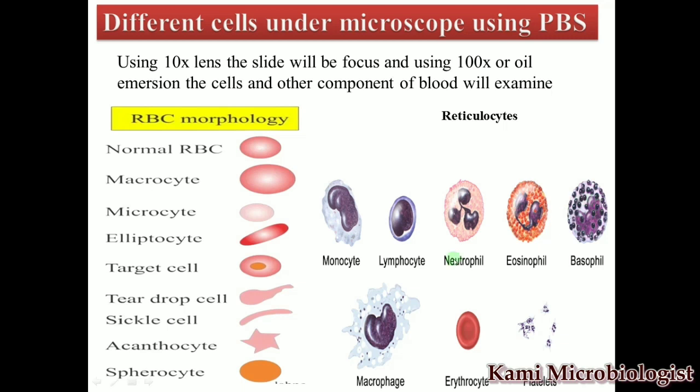And the macrophage is again a type of monocyte, or the monocyte is mostly converted into a macrophage when it reaches the tissue site. So the macrophage will look like this form. These are the erythrocytes, which we already talked about in this picture, biconcave in shape, and these are the platelets, which are very small cells. You may find the platelets under the microscope.